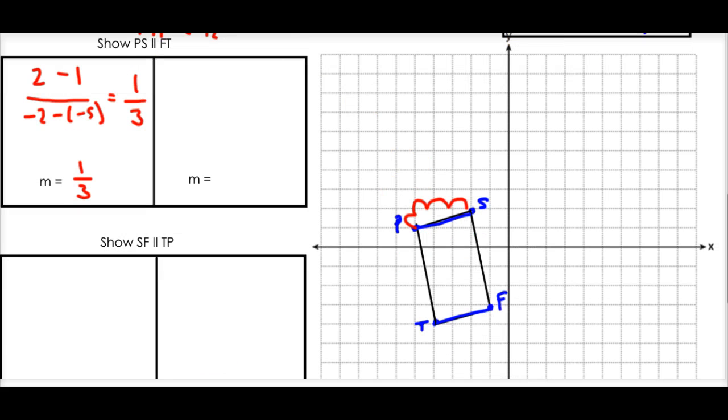For you guys, I want you to use the slope formula when you're finding the slope. But today, since I don't want to waste your time, I'm just going to be counting slopes. But you need to use the slope formula. So the slope of PS is 1/3. Now, to find the slope of TF, I want you to use the slope formula. I'm just going to count. So it's up 1, over 3. So my slope of TF is 1/3. So sure enough, I've just shown that PS is parallel to TF.